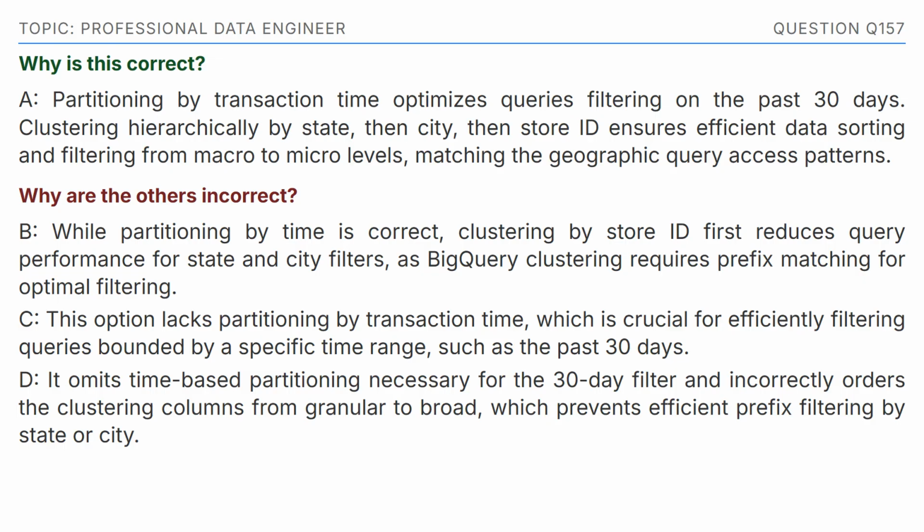Why are the others incorrect? B. While partitioning by time is correct, clustering by store ID first reduces query performance for state and city filters, as BigQuery clustering requires prefix matching for optimal filtering.